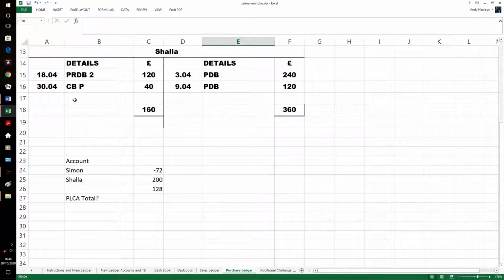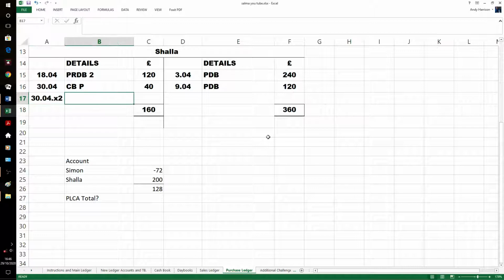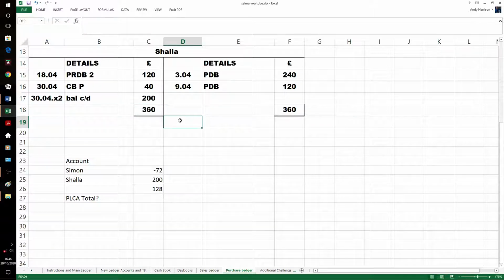However, this side we do owe Sheila some money. We owe her 200. Put the wrong date on Simon, didn't I?